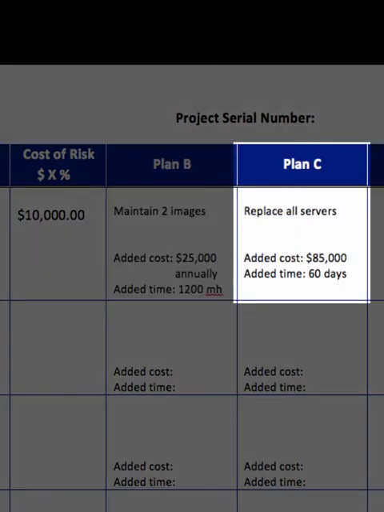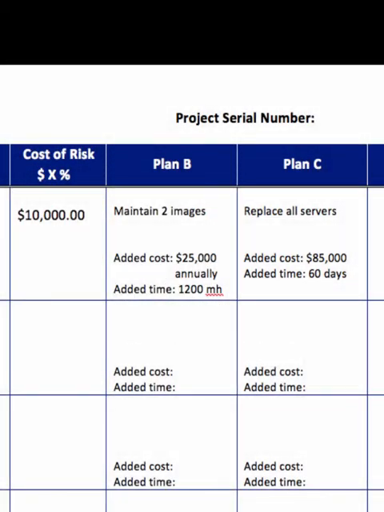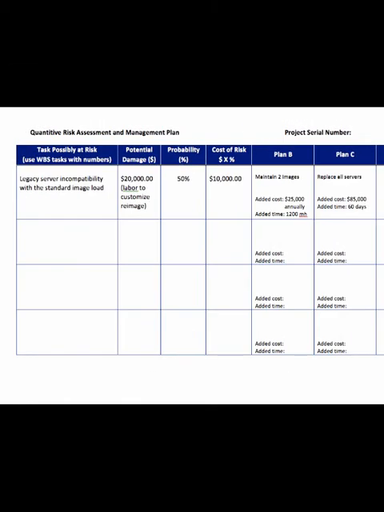Plan C would be to replace all servers. Added cost would be $85,000. Added time would be 60 days, but the big benefit there is that the problem goes away forever. It doesn't recur. So needless to say, plan A is the cheapest. Plan B would be a short-term fix, and plan C would be the long-term fix.